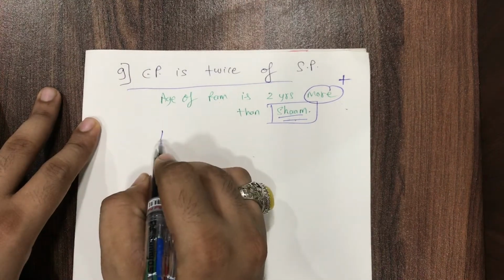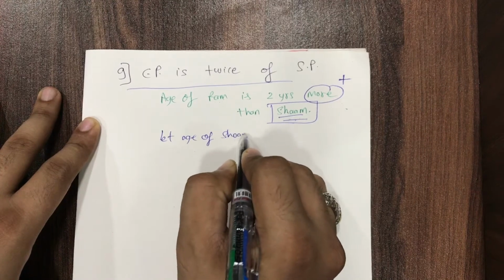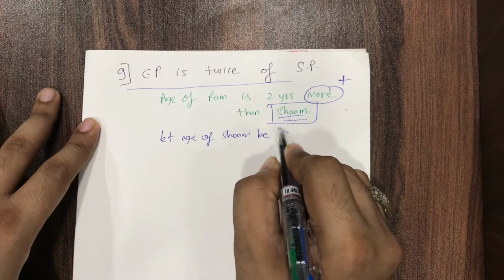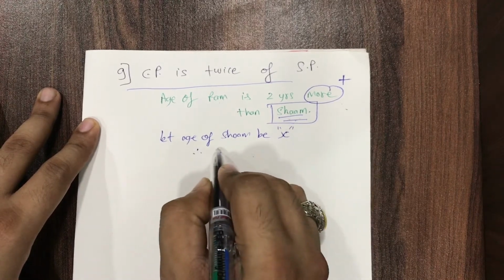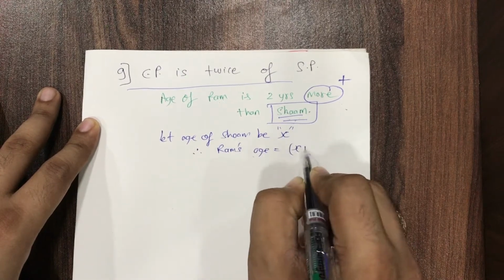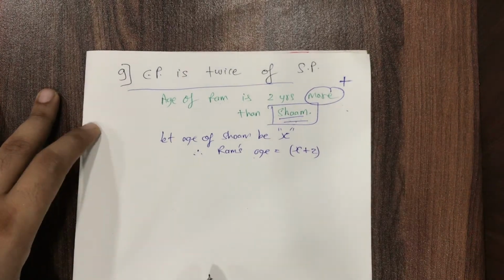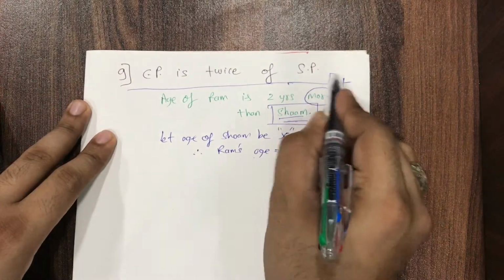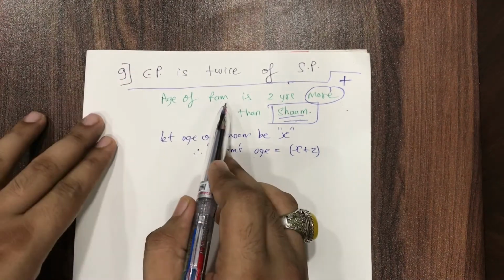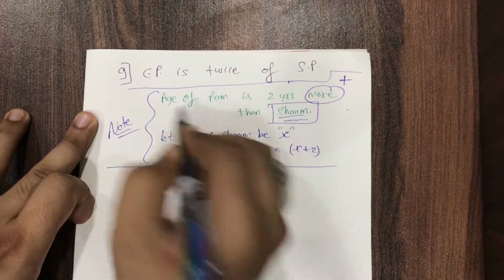So here we will say, let age of Sham be, for example, x years. Therefore Ram's age will be x plus 2, because Ram is 2 years more, which means plus. Understanding? We should not do blind assumption. We have to think कि कौन सी quantity किस पे dependent है. Okay, this was a note for you all. You have to copy this.